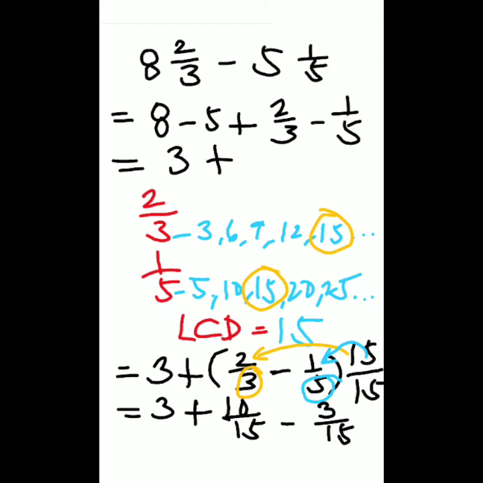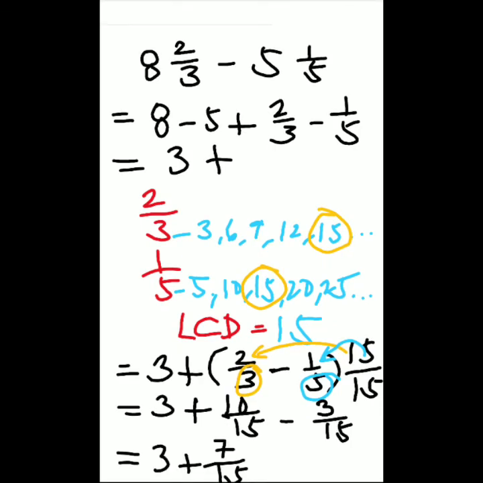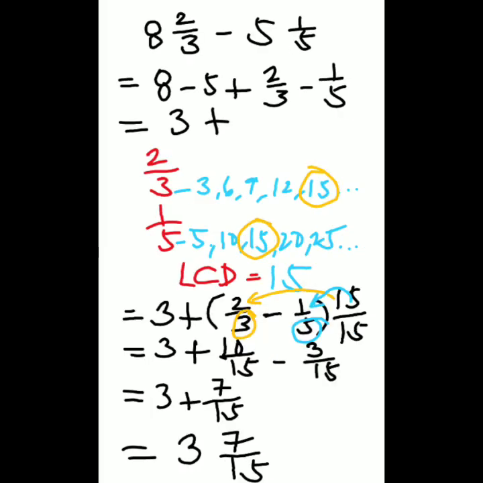Since 10 over 15 and 3 over 15 are similar fractions, find the difference of 10 and 3, then write down the denominator 15. Thus, the fraction will now be 3 plus 7/15. Therefore, the fraction will now be equal to 3 and 7/15.